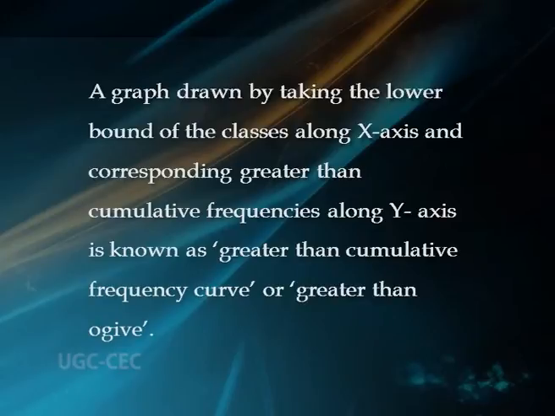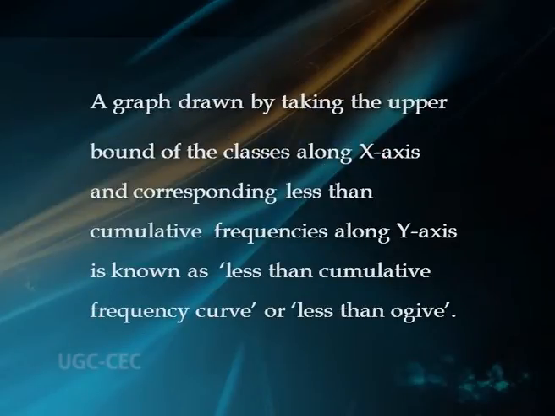A graph drawn by taking the lower bound of the classes along x axis and corresponding greater than cumulative frequencies along y axis is known as the greater than cumulative frequency curve or greater than OGU. A graph drawn by taking the upper bound of the classes along x axis and corresponding less than cumulative frequencies along y axis is known as the less than cumulative frequency curve or less than OGU.